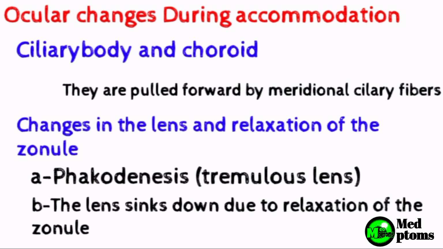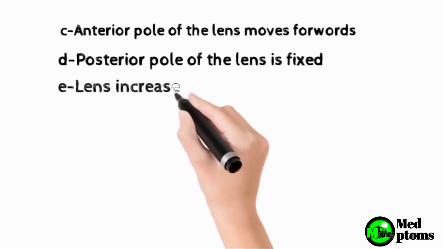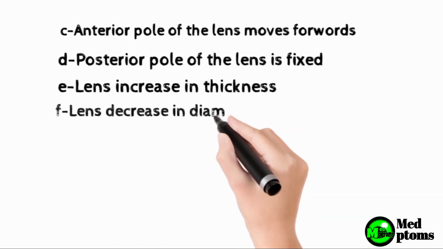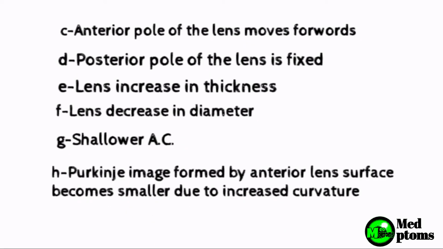Then we see the changes that occur in the lens. Pachygenesis, dermulus lens. Lens sinks down due to the relaxation of zonules. Anterior pole of the lens moves forwards. Posterior pole of the lens is fixed. Lens increases in thickness. Lens decreases in diameter. Shallower anterior chamber. Purkinje image formed by the anterior lens surface becomes smaller due to the increased curvature.